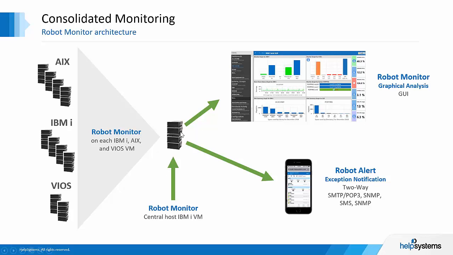That's where the Robot Monitor GUI will connect to, so you can visualize that and you can set up things like thresholds. And then if any thresholds are exceeded, we have multiple ways of sending out notification. We can put a message in a message queue. We can interface directly to Robot Alert if you already have that in your infrastructure. We can also escalate up into Robot Network if that's part of your infrastructure as well.